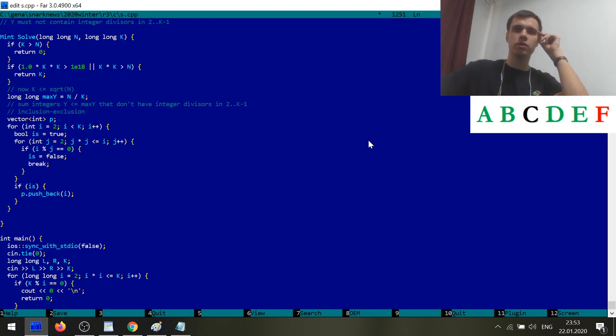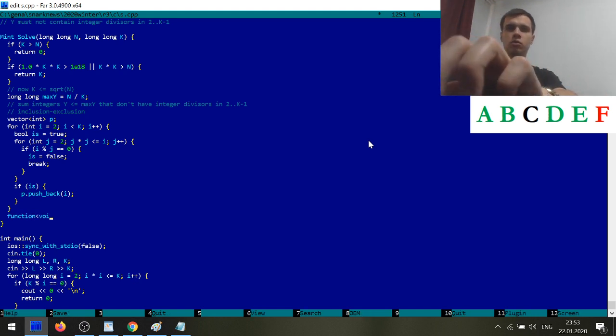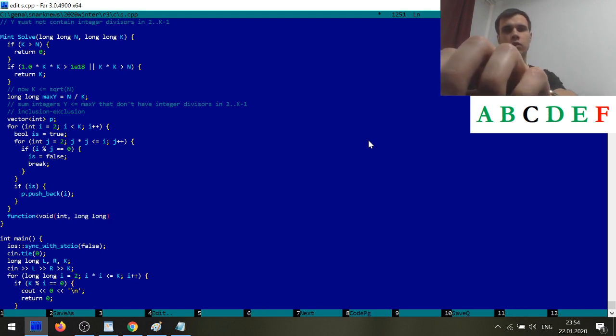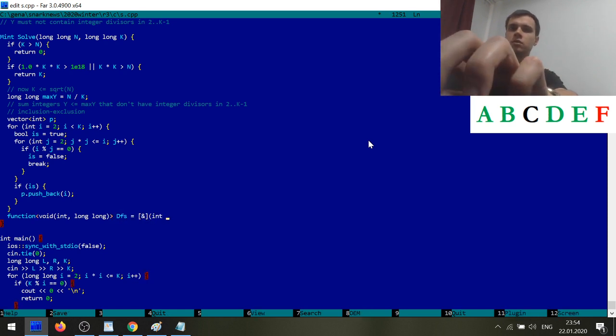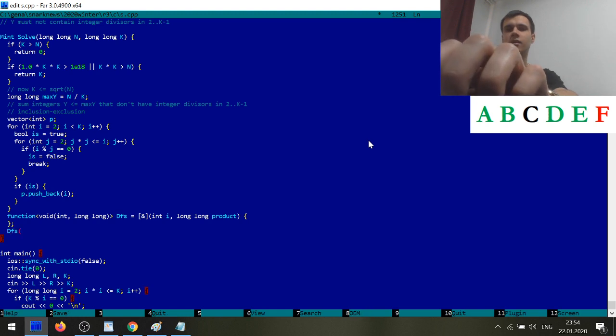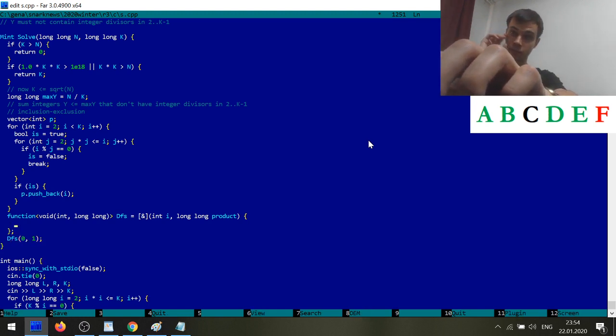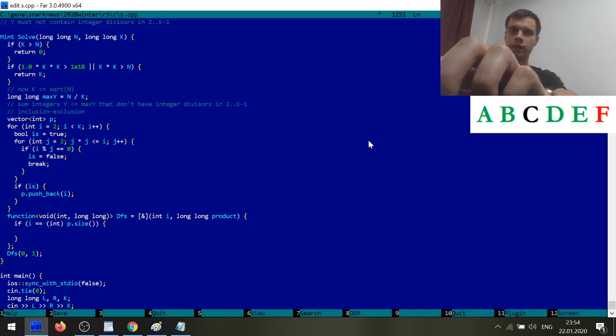What next? I want to do inclusion-exclusion on these primes. So I will just go with some recursion. Int will be the position, and long will be the product of primes I have chosen. Position i and product. So I run dfs(0, 1). Okay. If i is equal to p size, then I'm done. I have to return something here.